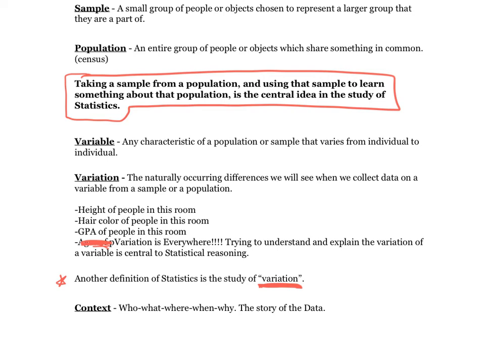And then one last term is context. And when we collect data on a variable, we always want to know who, what, where, when, and why. So like, who did we collect the data from? What did we collect? Where were we when we collected it? When did we collect it? Did we collect it yesterday? Did we collect it 5 years ago? That matters. And then why did we collect it? All of that stuff, the context of the information, will be very important as we think about the relevance of the data. Okay, so we'll always be looking at context.